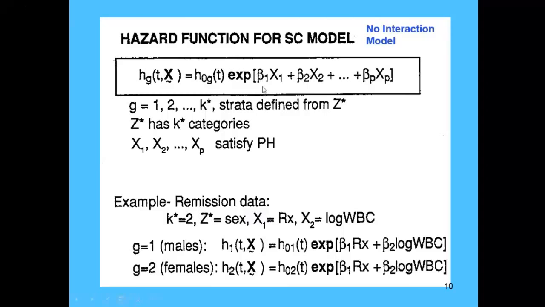Now, this doesn't mean to say that any of these X's in the model don't involve product terms. You could still have interaction among the variables that satisfy the assumption. They go in the model. You can have product terms among the X's in the model. But as long as there's no interaction between the variables in the model and the variable you're stratifying on, that's what's called the no interaction model. You have to maybe think about that a little bit. So let's go on with this.